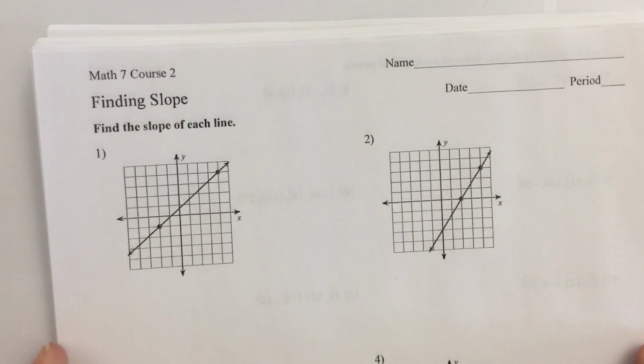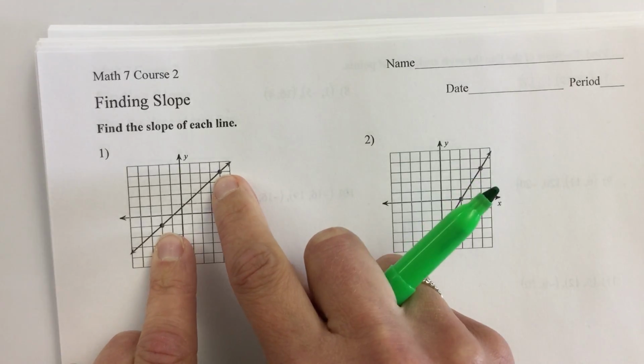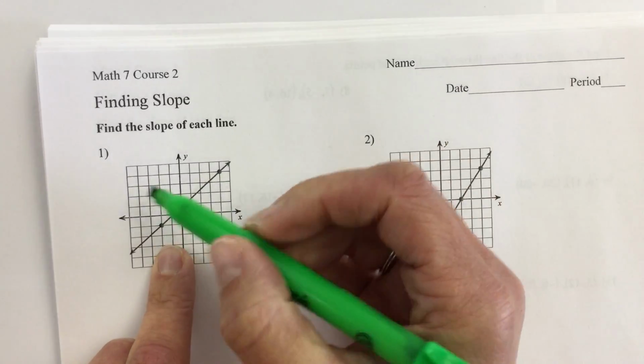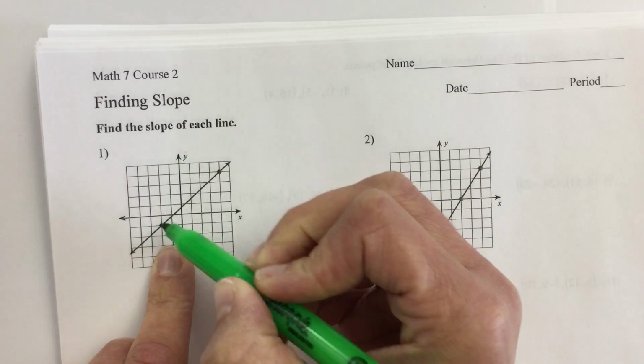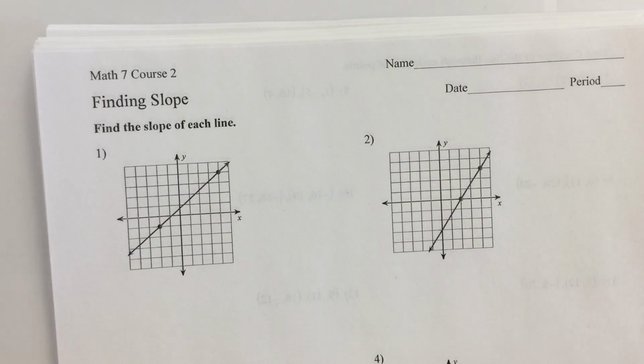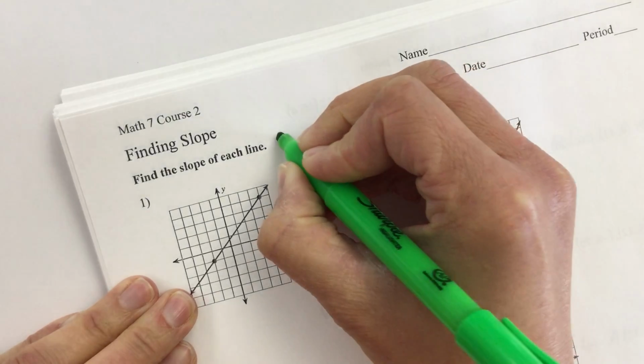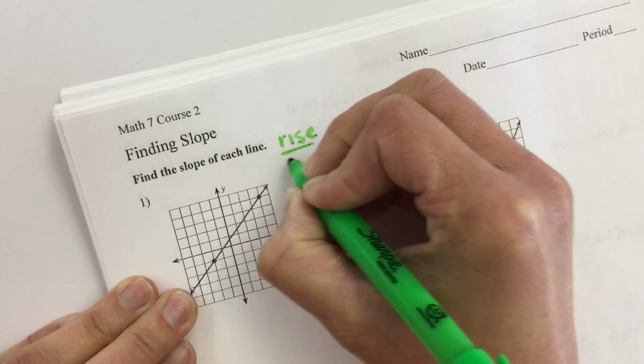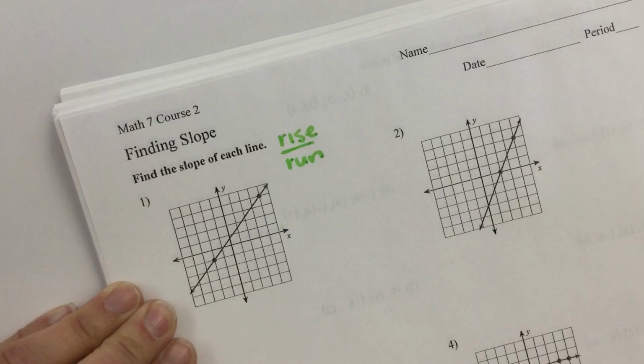Basically what you're trying to do is find 2 points that intersect on the graph perfectly, and you are trying to find how many units up and over they are, or down and over. But you have to remember that you need to do the rise over the run every single time.